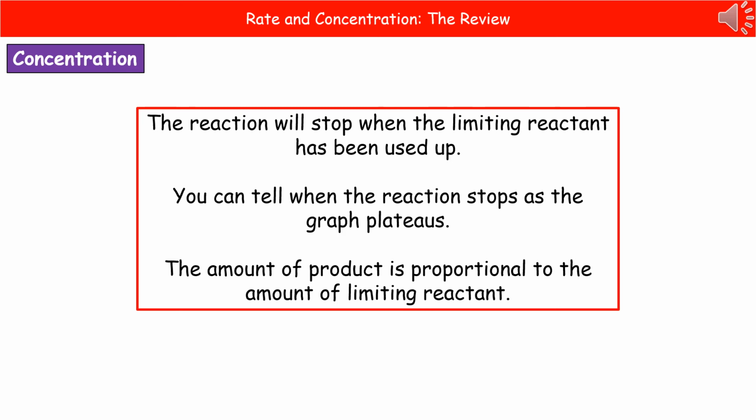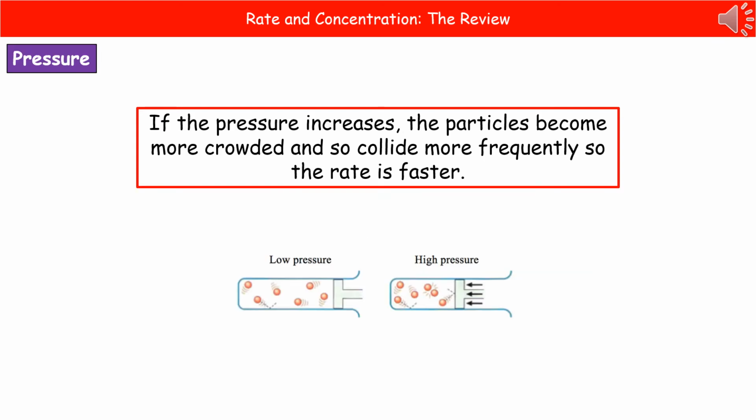And on a graph you can tell where the reaction has stopped because the graph plateaus or goes horizontal. Do remember that the amount of product is proportional to the amount of limiting reactant. Third factor is pressure. If we increase the pressure, the particles become more crowded, so we get more frequent collisions and therefore the rate is faster.